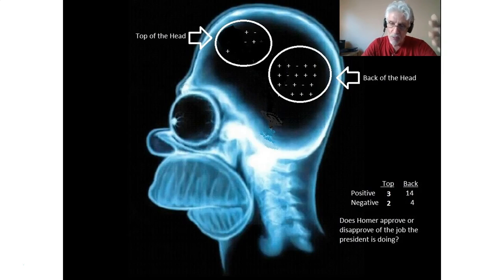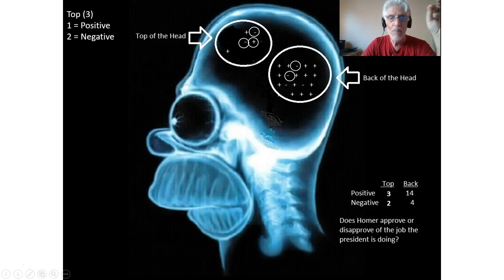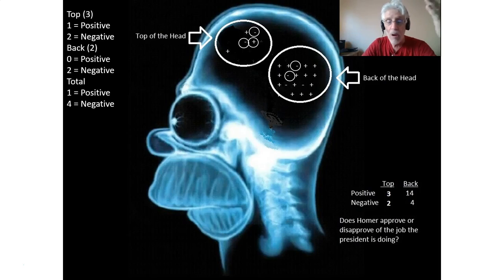Again, Homer is asked, do you approve or disapprove of the job the president is doing? Now keep in mind that the attitudes that he has at the top of his head and the back of the head are identical to the ones that he had before. But since he's doing a random sample, in this case he samples 3 attitudes from the top of his head. This time only 1 of them is positive, and 2 of them are negative. And then in the back of his head, he samples 2 negative attitudes, right? Well, that means that in his total sample, he's only got 1 positive attitude and 4 negative ones.